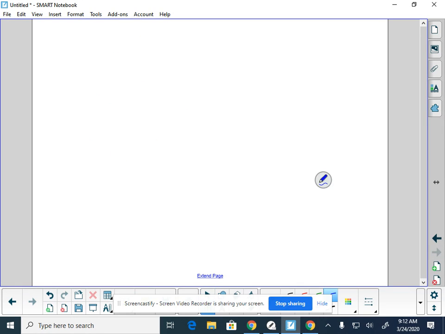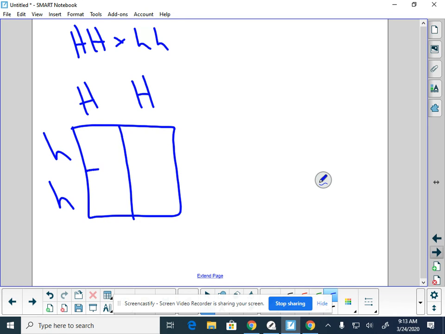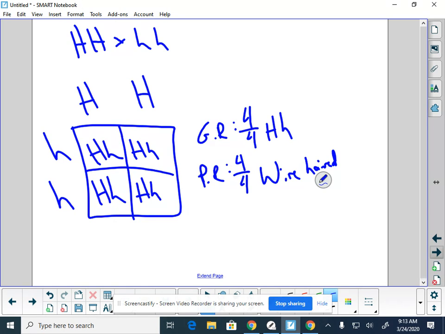So the first cross is big H, big H times the test cross. Quickly make your Punnett square. Do your cross, and you'll see these get really easy once you get the pattern. So we first come up with our genotypic ratio, and it's 4/4 big H, little h. The phenotypic ratio is going to be 4/4 for the dominant trait, which is wire-haired. There's our first test cross.